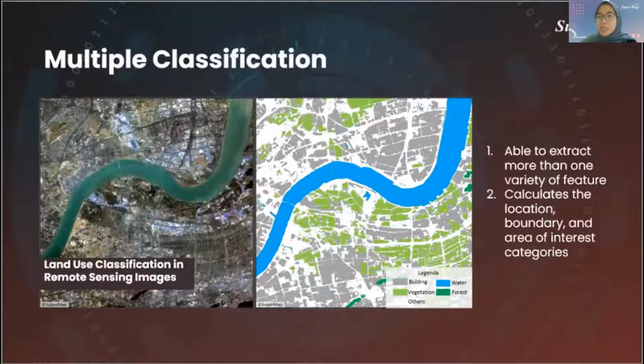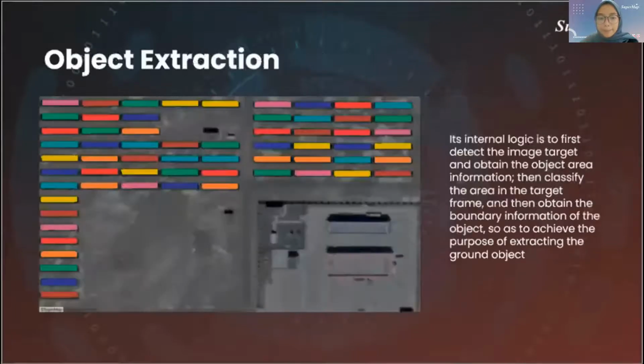So if you want to do the detection or classification for more than one object, you need to choose the multiple classification toolbox instead of the binary classification. And next, we have the object extraction. Actually, it's quite similar to the object detection, but you are able to obtain the shape as well.